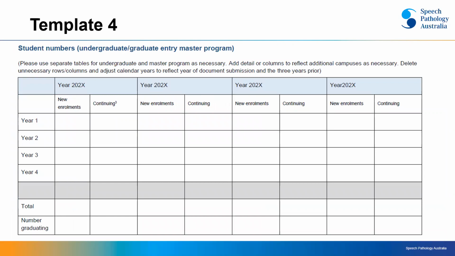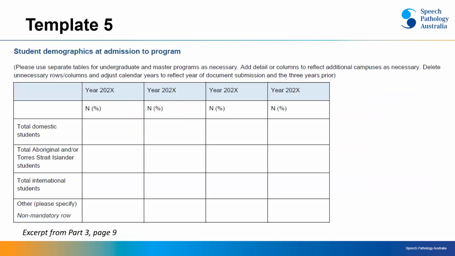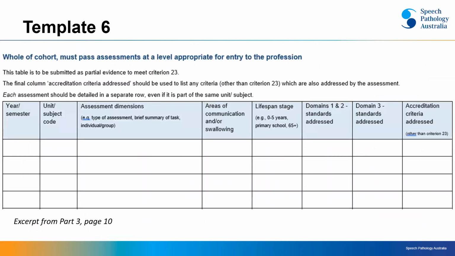Template 4 is where universities record student numbers for both new enrolments and students who are continuing in the program, through intermitting their program or through, for example, previous failures in subjects. This provides accreditors with an overview of student numbers, but also an outline of increases or decreases in enrolments and of possible attrition across years. Template 5 records student demographics and provides easy reference for accreditors to total numbers of domestic, international and Aboriginal and Torres Strait Islander students.